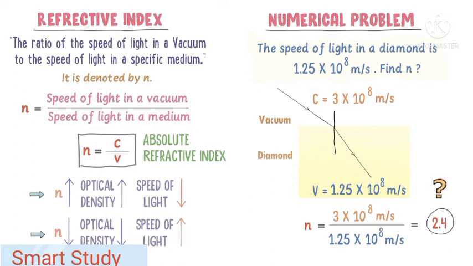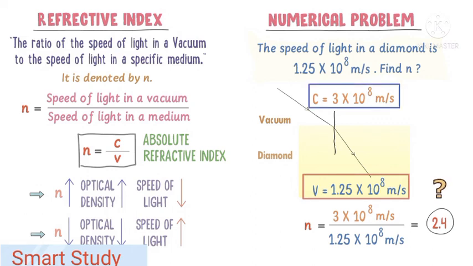What does this 2.4 refractive index of the diamond mean? Well, it means that the speed of light is 2.4 times slower in the diamond than the speed of light in the vacuum. Thus, in this way, we can easily find the absolute refractive index of any medium.